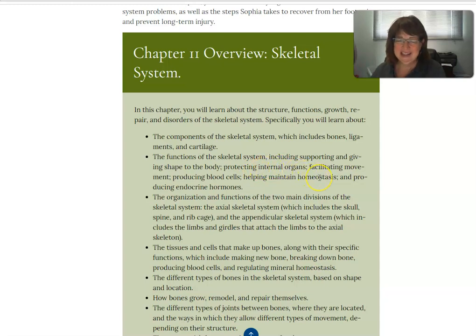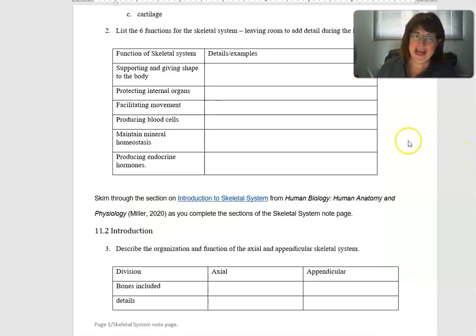Maintaining homeostasis is kind of vague right now, but we'll look at it in terms of calcium is stored in your blood. And when you need calcium, it is stored in your bone. And when you need calcium in your blood, it will take it out of your bone and put it back into your blood. And then to produce endocrine hormones, which we'll look at at the end. You can start with the 6 functions of your skeletal system in your note page. And as we go through the rest of it, we will look at more detail in terms of what their examples are. Well, I kind of gave them to you, so did you catch them? It'll be good to see.